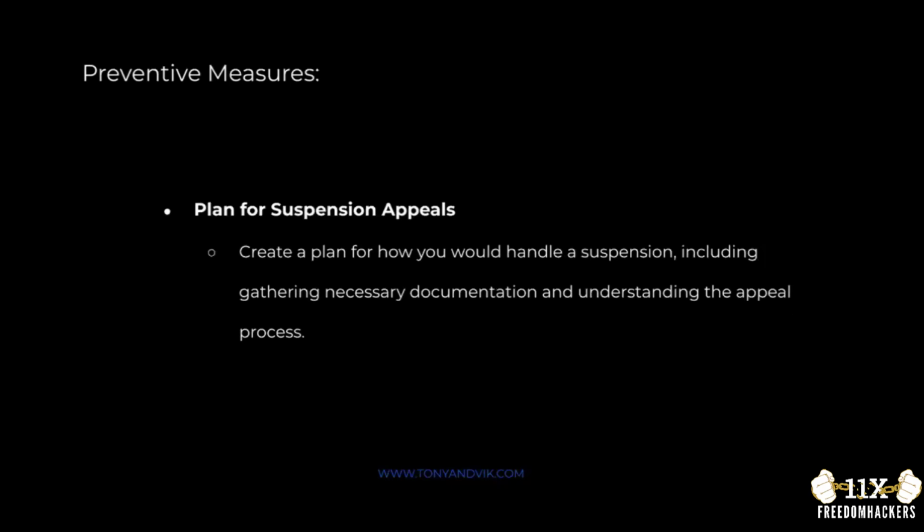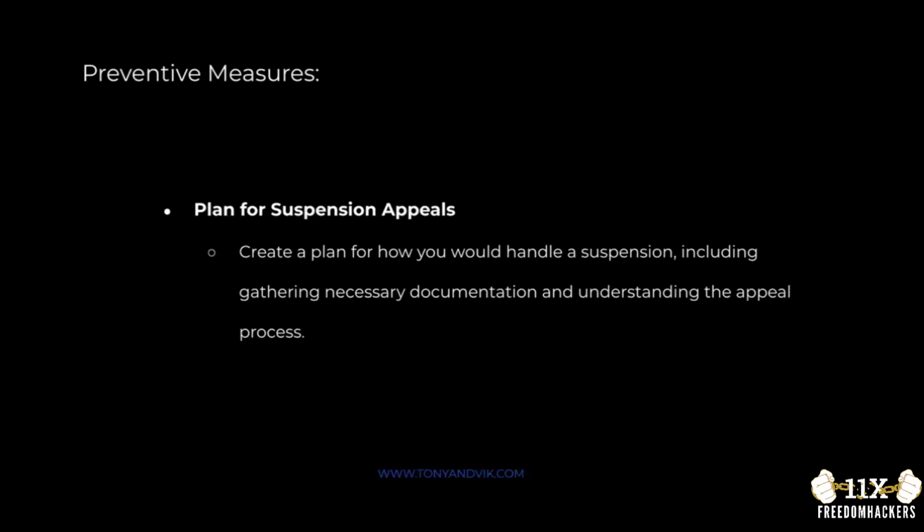So then, okay, let's say that we get a suspension. Next, we need to create a plan for how to handle the suspension, including gathering necessary documentation and understanding the appeal process. This is absolutely crucial, because we have a limited number of times that we can do this. We cannot file an endless amount of plans of action. We need to get it right the first time.